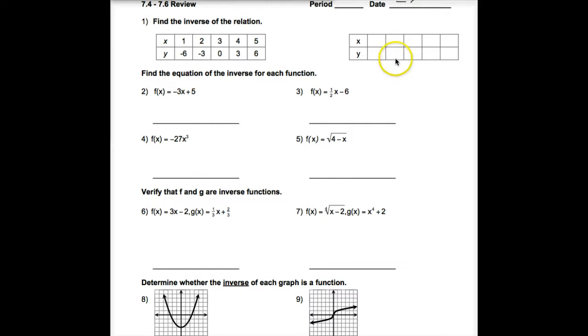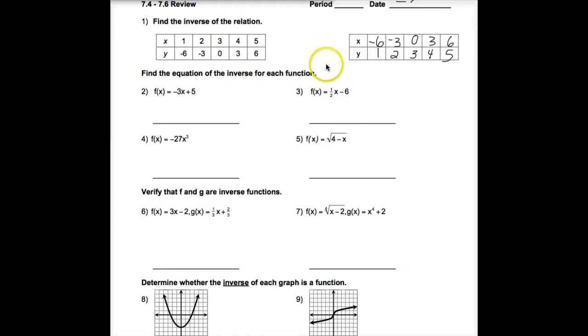Number 1 is the only one in the section, but find the inverse of the relation. So remember, when we're looking at ordered pairs, which is what a table is, all an inverse does is switch the x and the y coordinates. So x was 1, y was -6, put it in the reverse order. So x is -6, y is 1. And so you are just switching places for all of those x's and y's. So that is it on those ones.